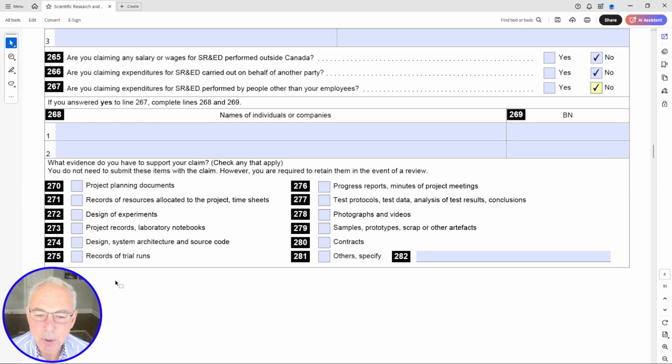The last component is putting the evidence that you have to support your claim, that if the CRA were to come review your claim, what could they have a look at? So you would have maybe some architecture information, you might have records and timesheets, you might have some testing data. So anything that you have, you would put a click over here to make sure that you can show that if the CRA comes.